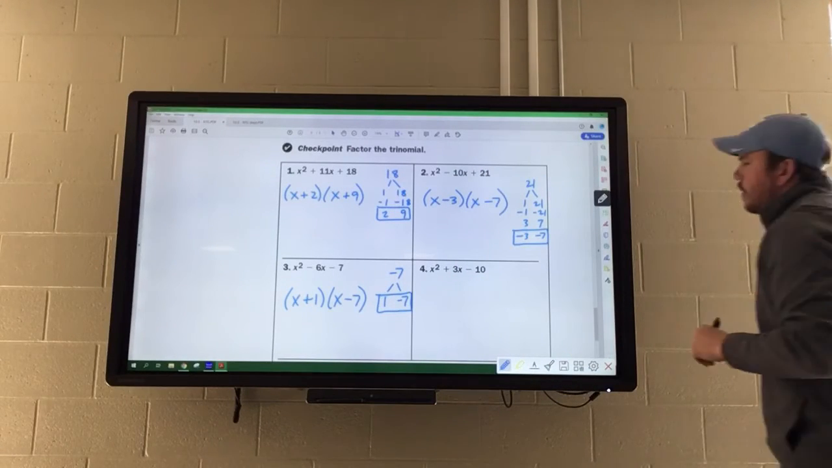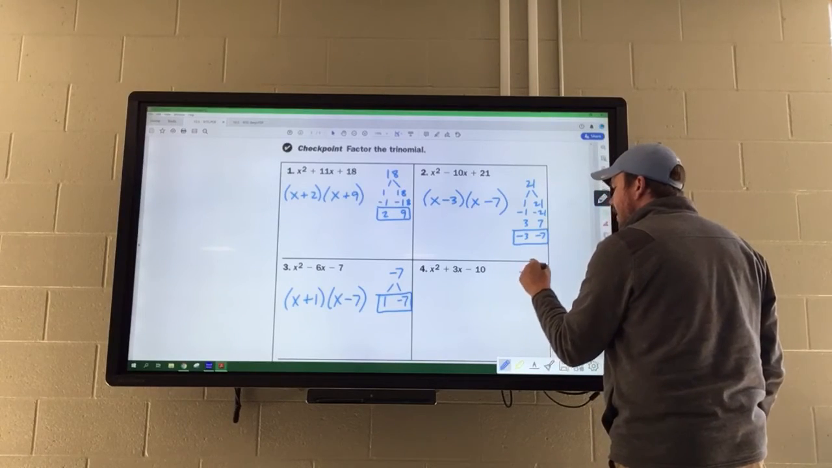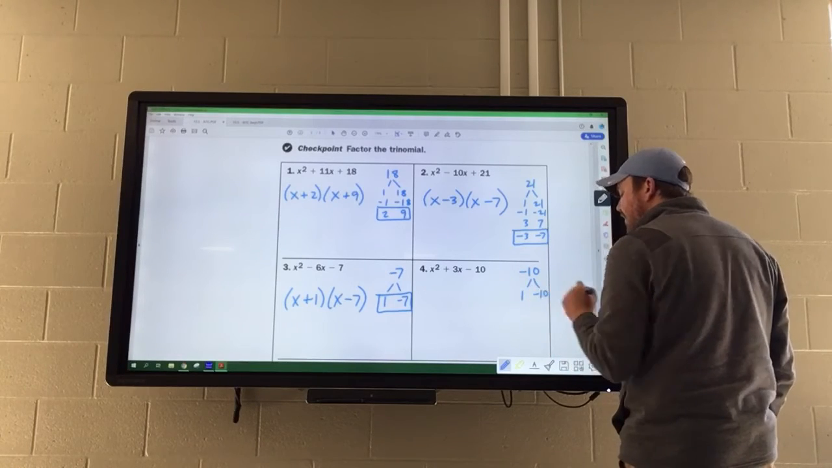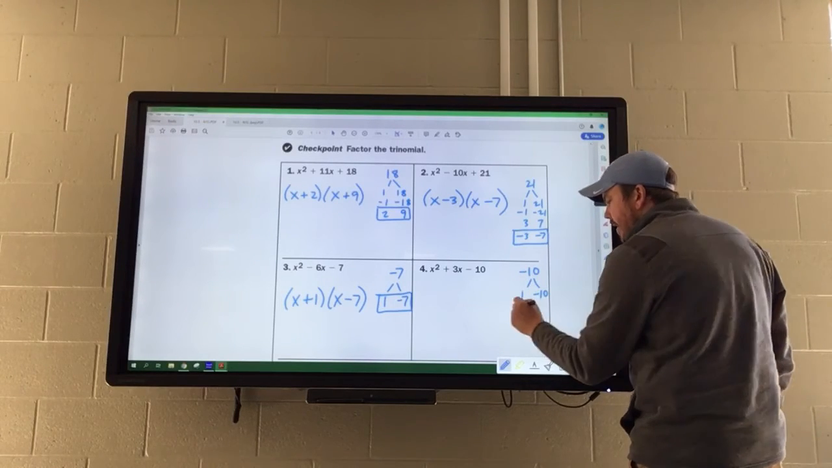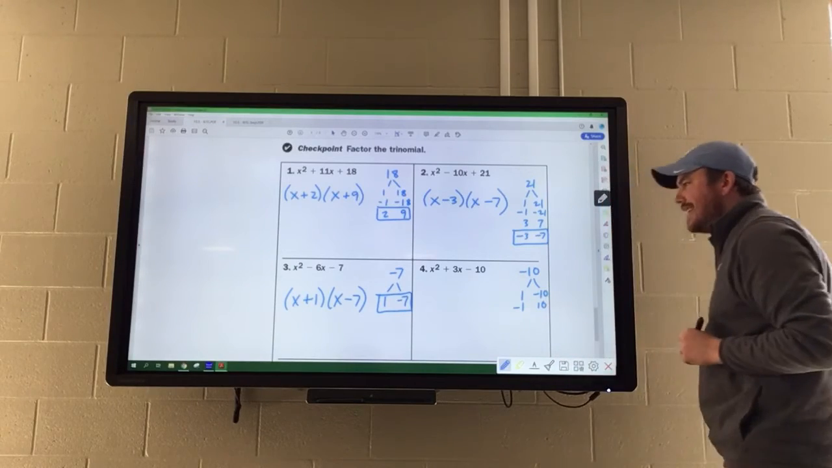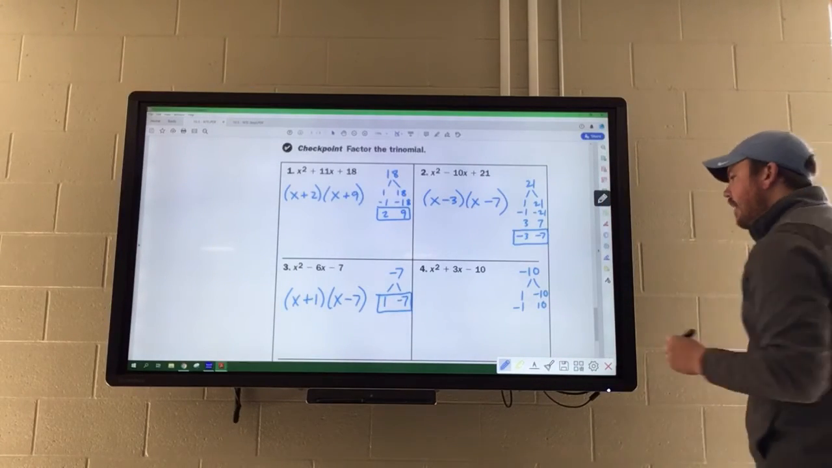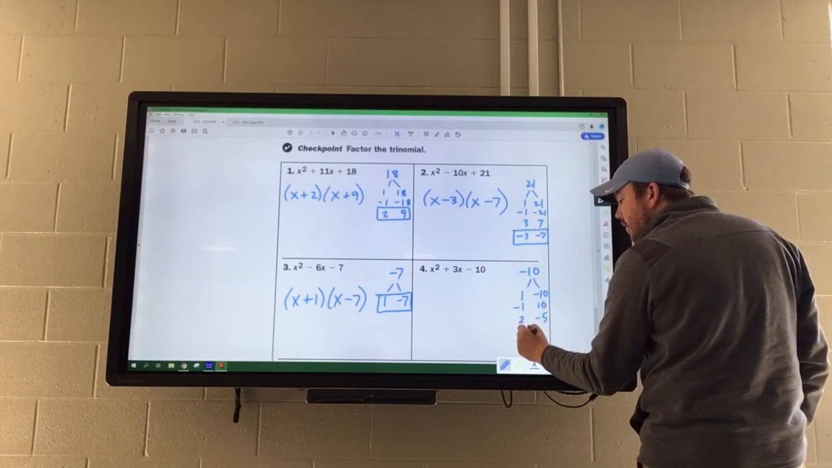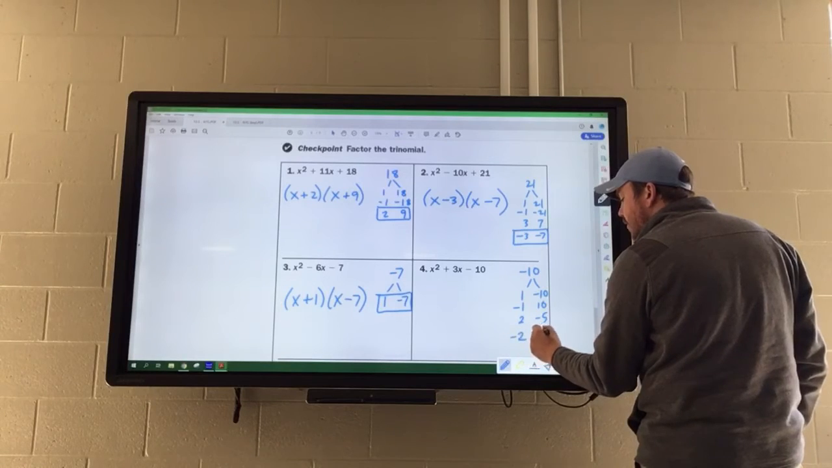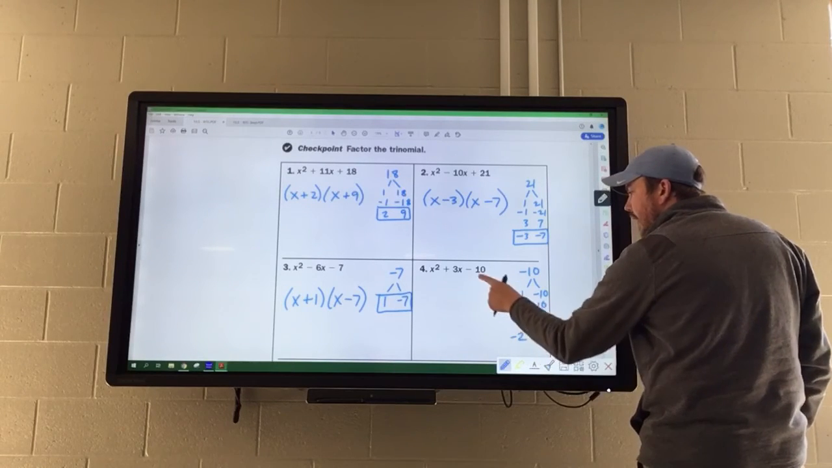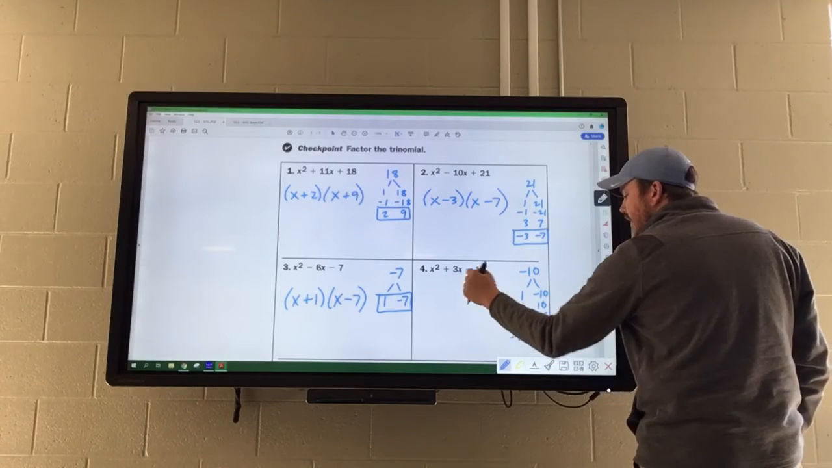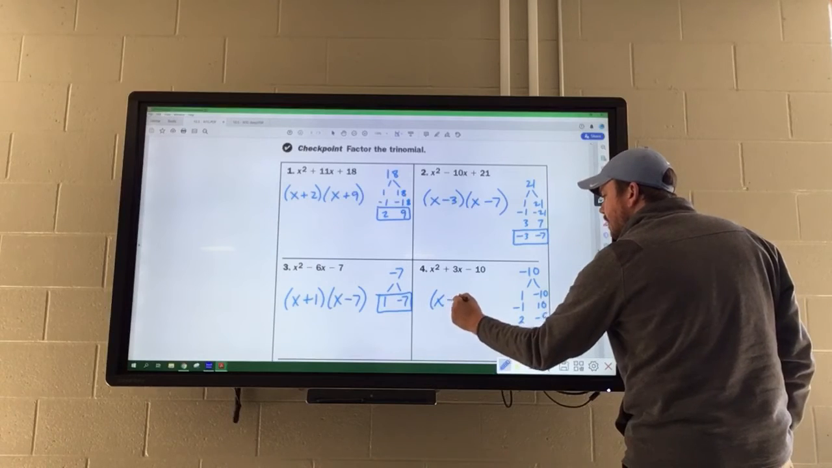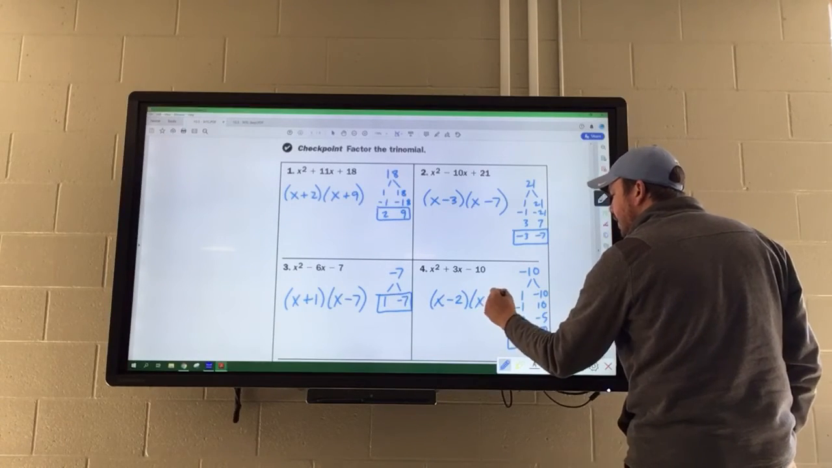And last, for number 4, we need factors of negative 10 that add to positive 3. So to get to negative 10, I can do 1 times negative 10, but those add to equal negative 9. I can do negative 1 times 10, but those add to equal positive 9. I can do 2 times negative 5, but that adds to equal negative 3, which is close. So maybe we should do negative 2 times 5. Negative 2 times 5 is negative 10. Negative 2 plus 5 is 3, so these have to be my numbers. So x minus 2 and x plus 5.